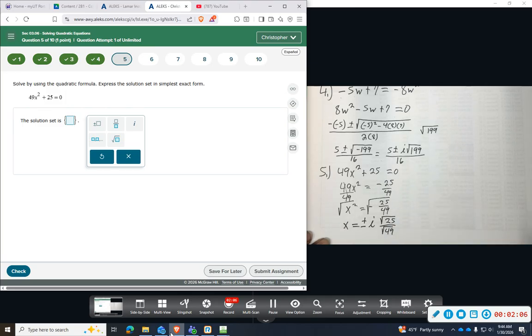So whenever you take the square root of a fraction, basically you're taking the square root of the top and the bottom separately. So at the end, we're going to get a positive or negative. The square root of 25 is 5. Square root of 49 is 7. And then we have i. This is imaginary. So we just get a positive or negative 5 over 7i.